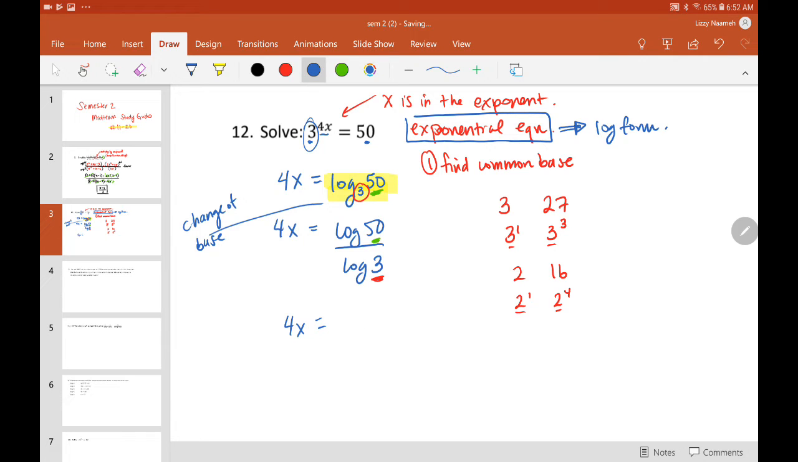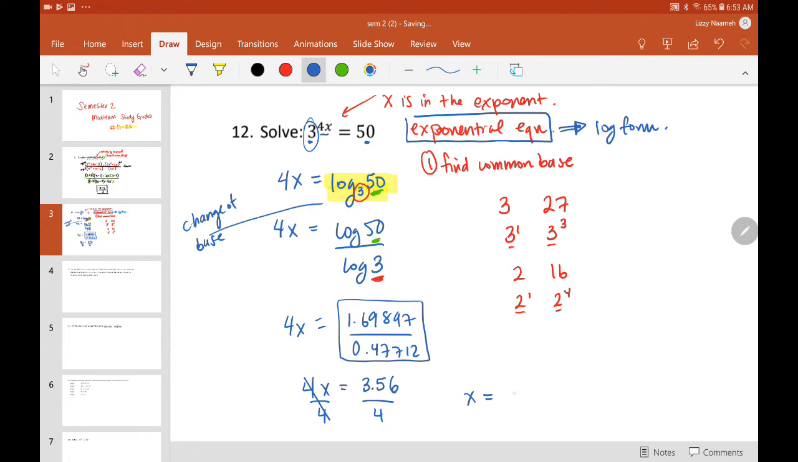So for log 50, I'm getting 1.69897, and some more numbers, divided by log 3, I'm getting 0.47712, and some more numbers. When I divide these two, I'm getting 3.56, and in the last step, I'll divide both sides by 4 to solve for x, and for x, I'm getting 0.8902, and that's my final answer.